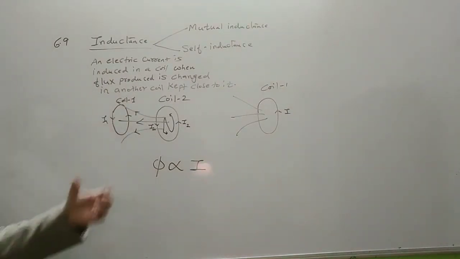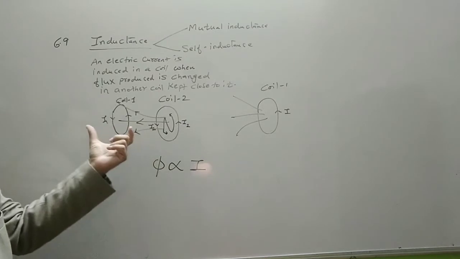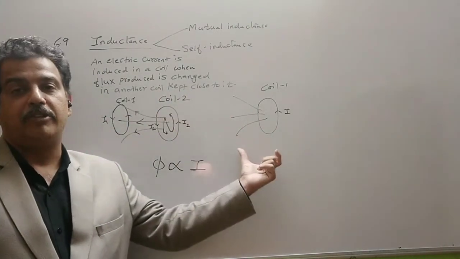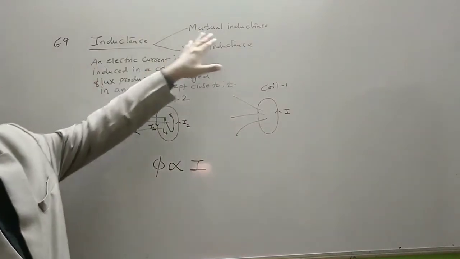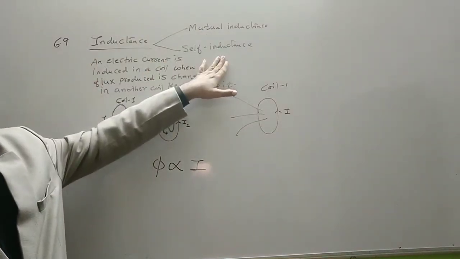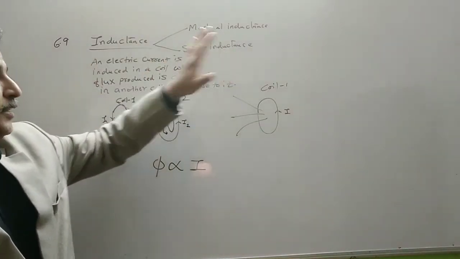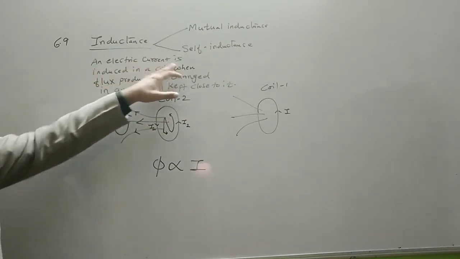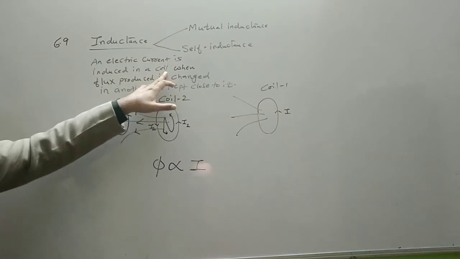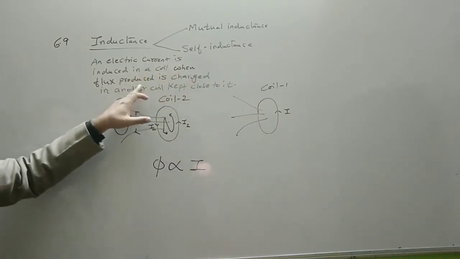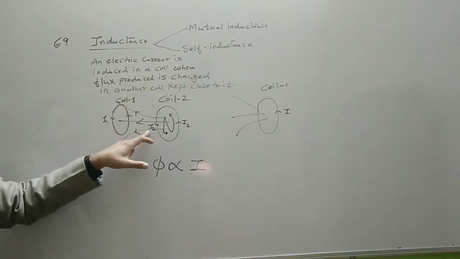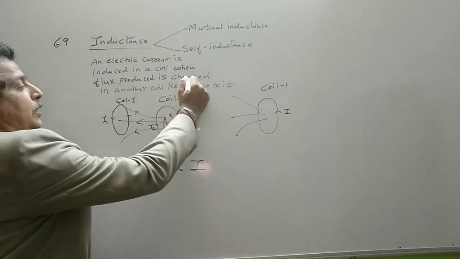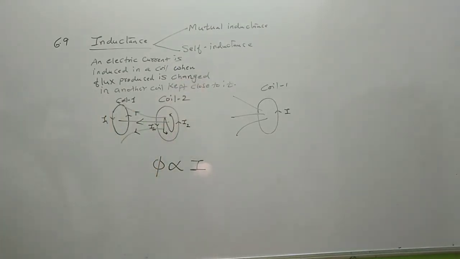But if you consider a system of two coils, the things are different. If I consider only a single coil, the thing is different. There are two types of inductance: mutual inductance and self-inductance. We will study this in detail in the next lecture. For the time being, an electric current is induced in the coil when flux produced is changed in another coil kept close to it.